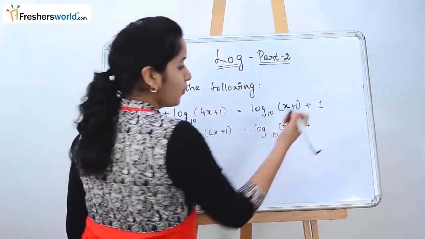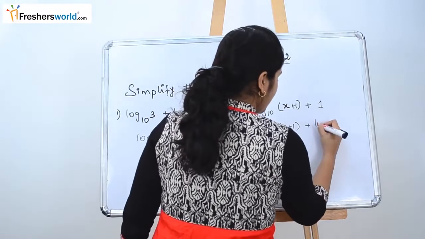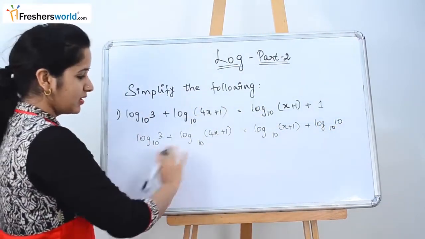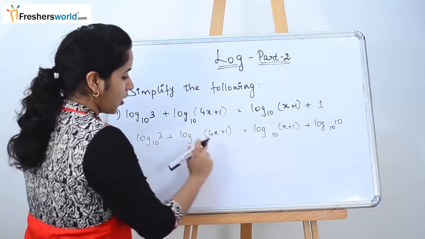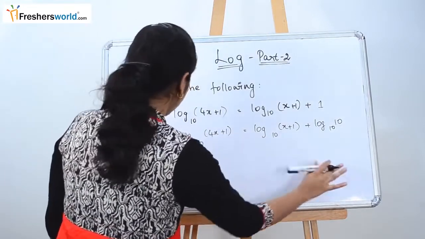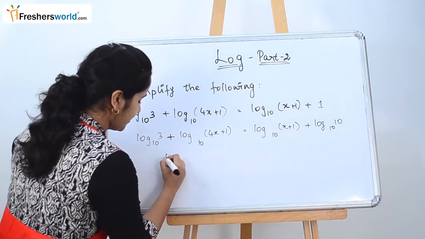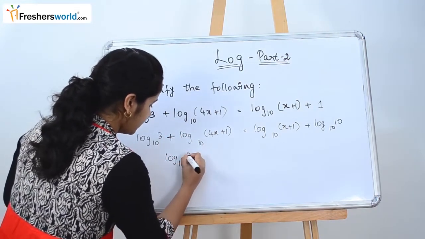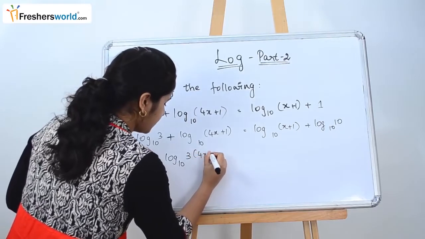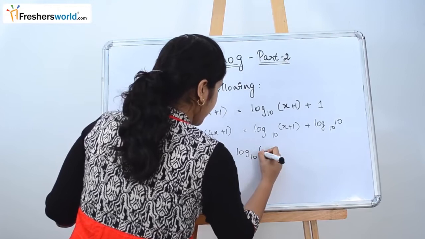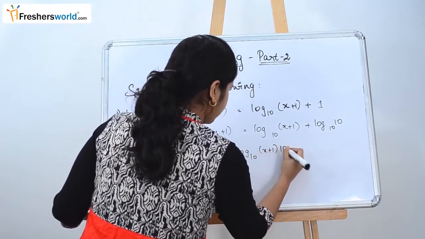So how can 1 be written? 1 can also be written as log 10 to the base 10 so that it matches with the rest of it. As you can see, the log base 10 is common throughout. Instead of plus, we can multiply here as per our basic concept. So log 10 of 3 into 4x plus 1 is equal to log 10 of x plus 1 into 10.